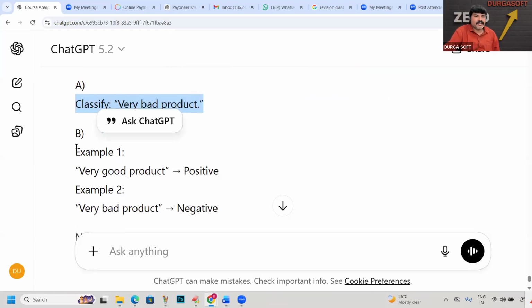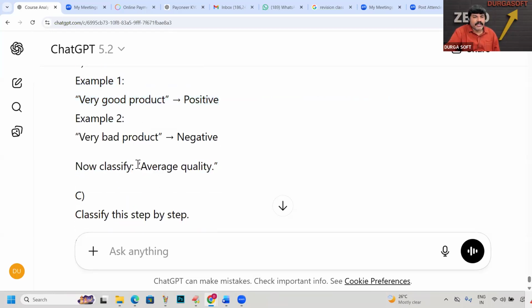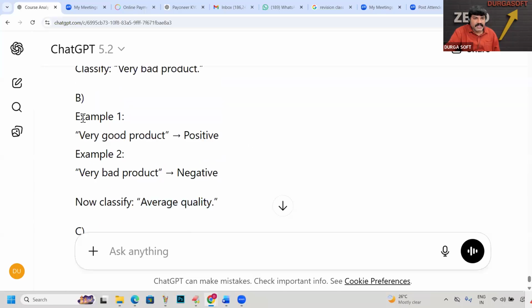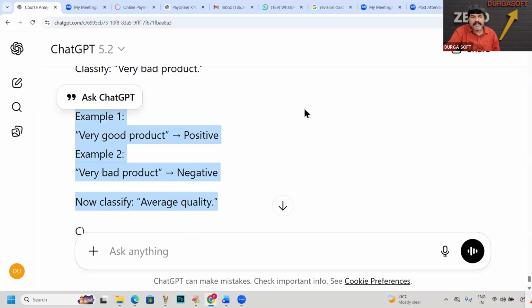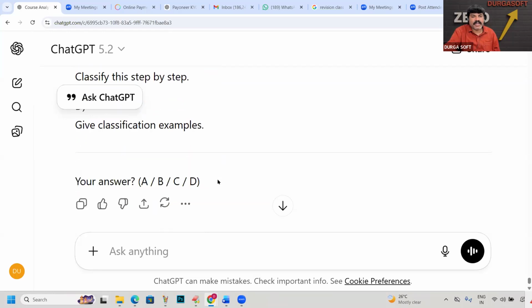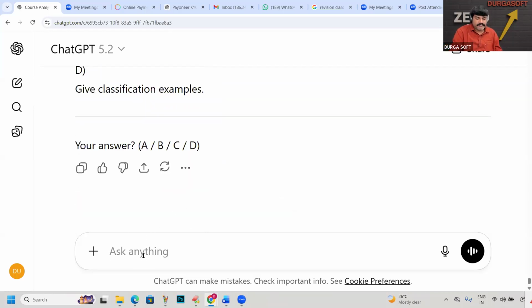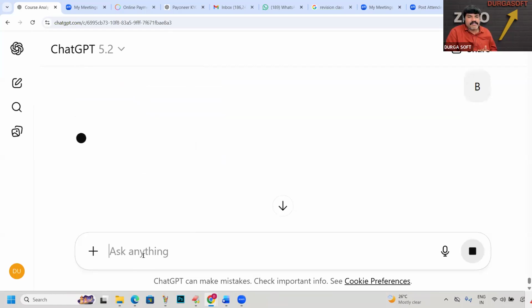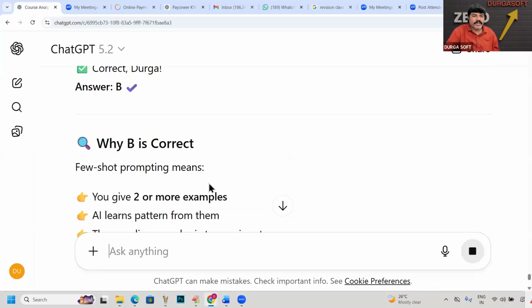Now see this one. Example one: very good product, positive. Very bad product, negative. Now classify: average quality. Is this few-shot prompting or not? Yes. Why is this few-shot prompting? Two examples were provided. Wonderful. So this one gives classification examples. The answer is B. Perfect.